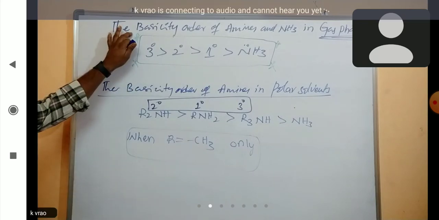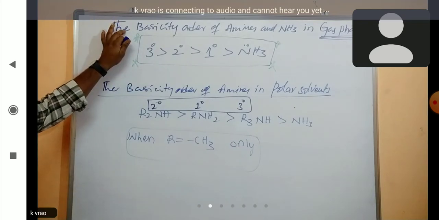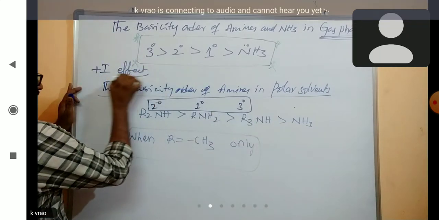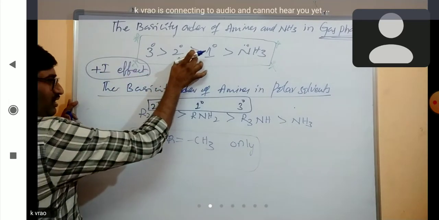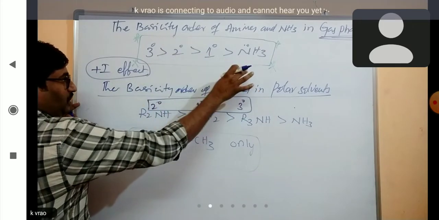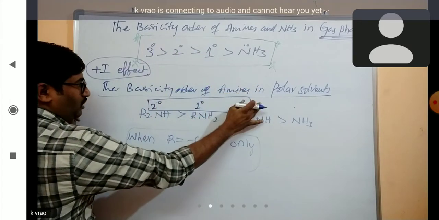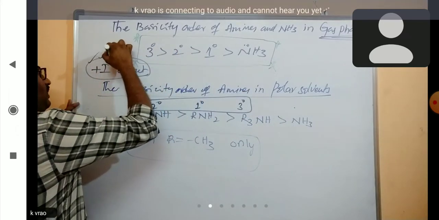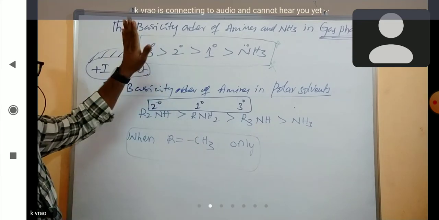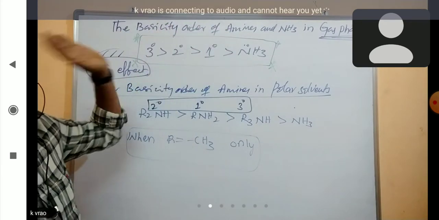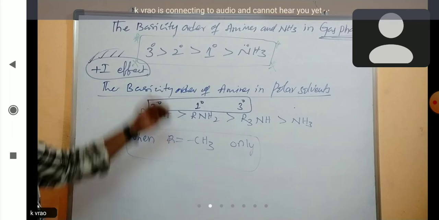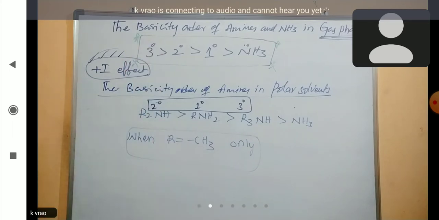In gas phase, no doubt at all, here we consider only the plus I effect. In a gas phase, no hydrogen bond. It doesn't dissolve in the polar solvent. It is present in the gaseous state. That's why there is no possibility of hydrogen bonding. Then only the plus I effect can influence the basicity of the ammonia. That's why we will get 3 is greater than 2 is greater than 1 is greater than ammonia. 321. Simply we call it the highest number because it is present in a gas phase. 321 is greater than ammonia.